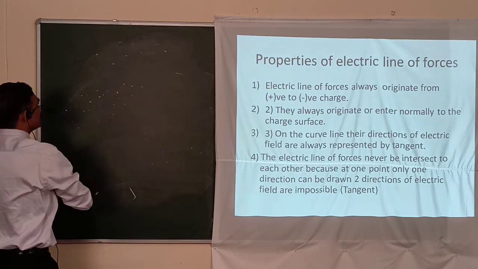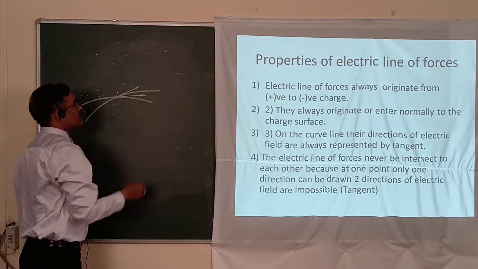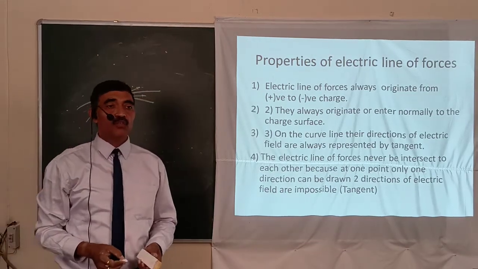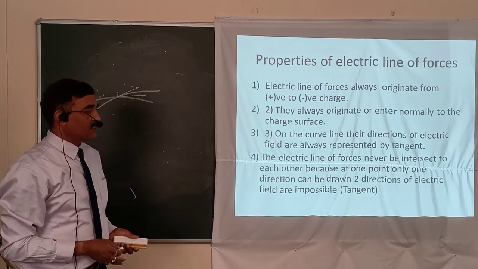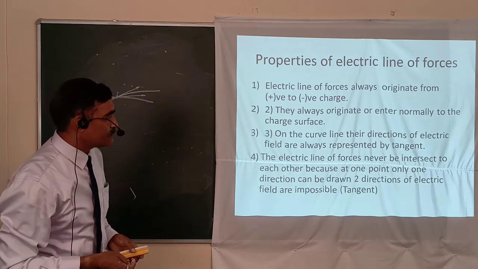Now the second thing is that two electric lines of force never intersect, because at the point of intersection there will be two directions of electric field. So this is not possible, so the electric lines of force never intersect each other.